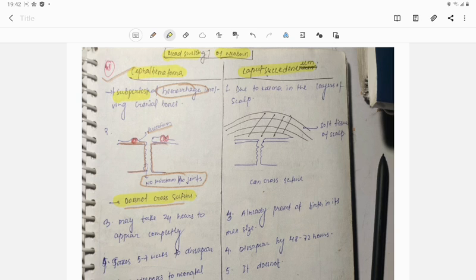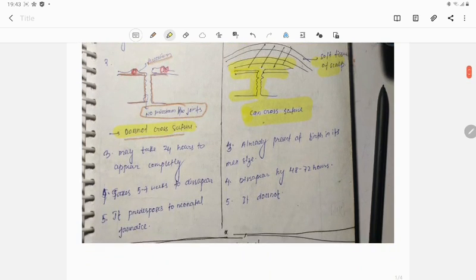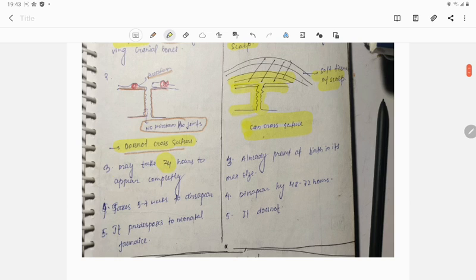While caput succedaneum is more often seen in neonates. There is simple edema in the layer of scalp, and because these are the layers of scalp, and you can see here is the periosteum, the soft tissue of the scalp gets swollen, and as a result it can cross the suture line. Coming to the next thing, cephalhematoma takes nearly 24 hours to reach its maximum size, while caput succedaneum is already at its maximum size at the time of birth. So this is point number two.